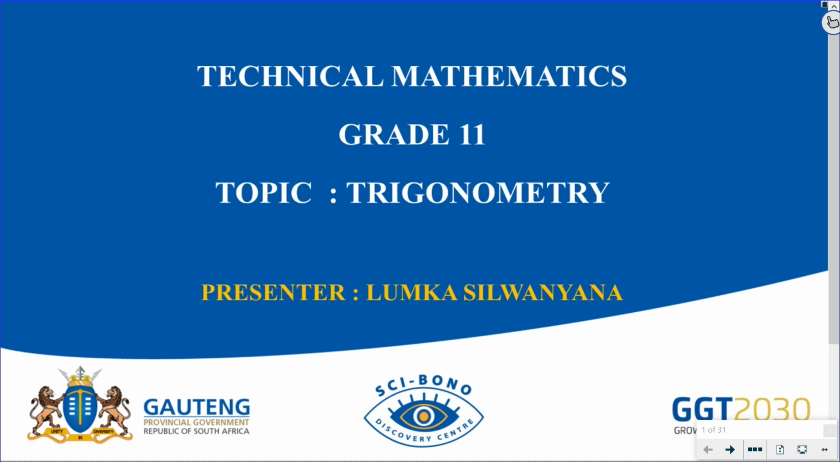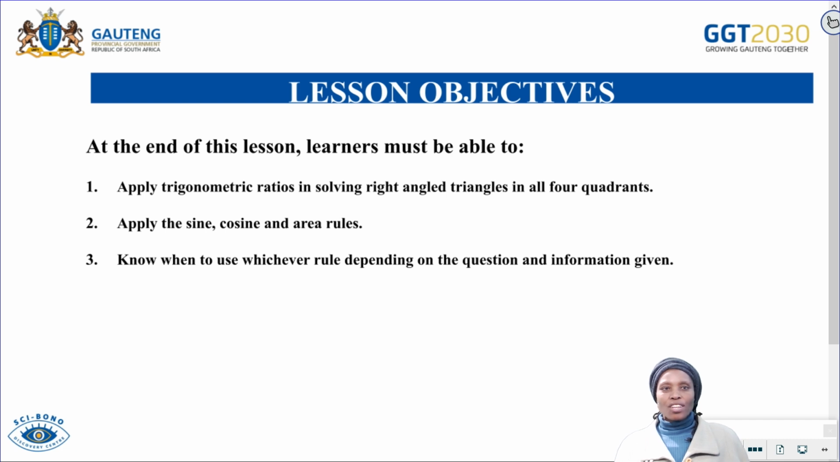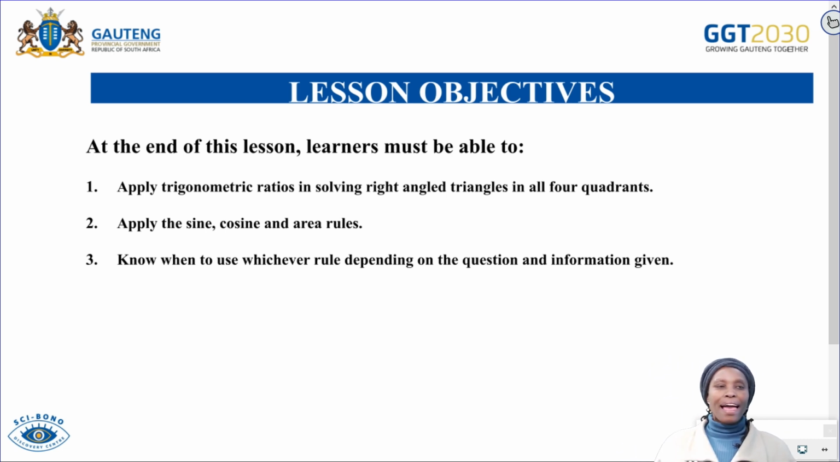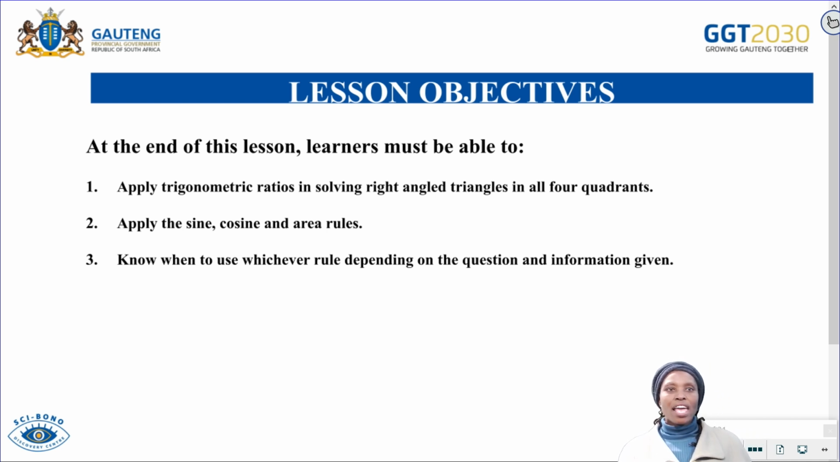Our topic for today is on trigonometry. At the end of this lesson, I want you to be able to apply trigonometric ratios in solving right-angled triangles in all four quadrants. You must be able to apply the sine, the cosine, and the area rules. You must know when to use whichever rule depending on the question and information given.